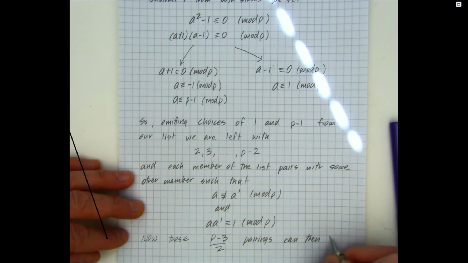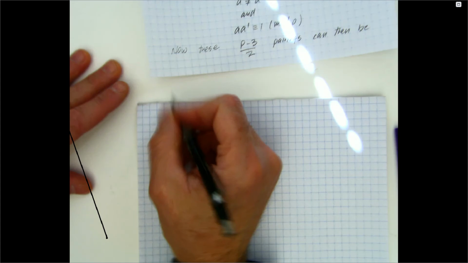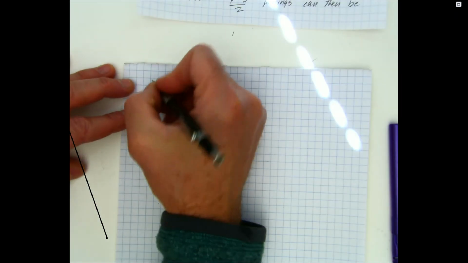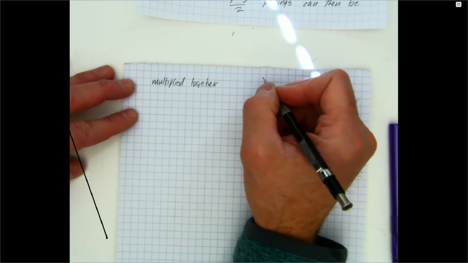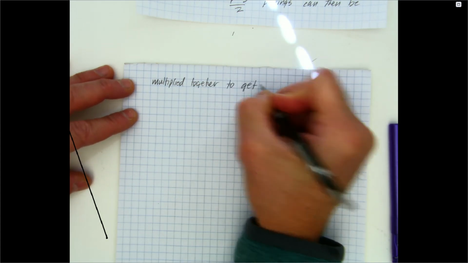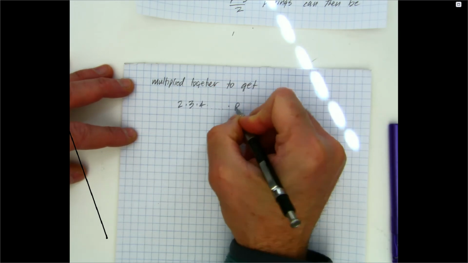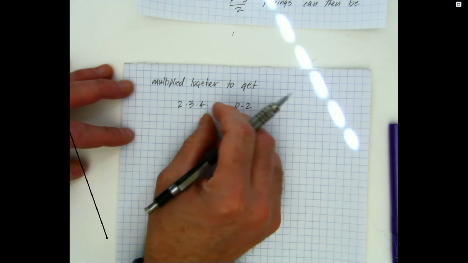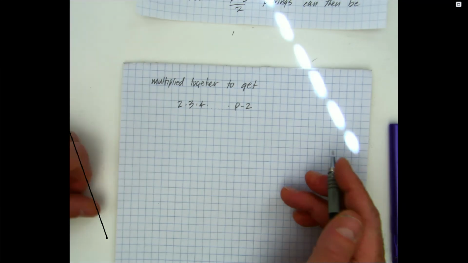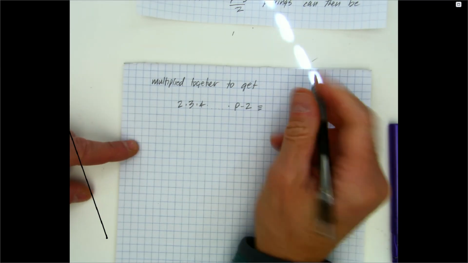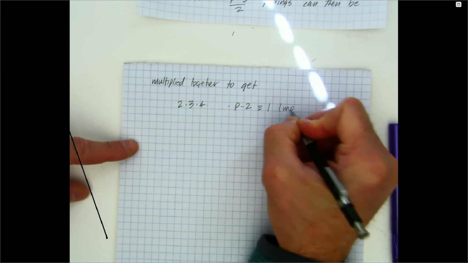Can then be multiplied together to get what? Well, we don't really know who pairs with what, but we do know that 2 times 3 times 4 times all the way up to p minus 2. Somewhere in this list there's 2 of them that dance together to make 1. Somewhere in this list there's 2 that when multiplied together make 1. And they'll all pair together to basically multiply together to make this p minus 3 over 2 pairings, all of which are 1. So these guys are all congruent to 1 mod p.